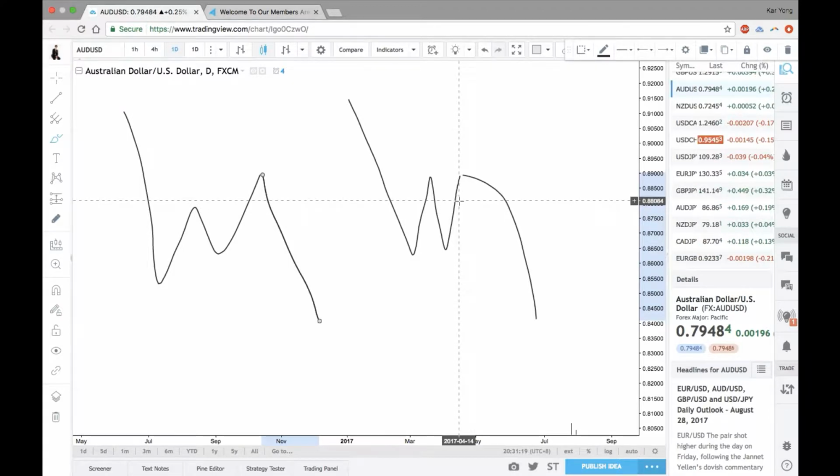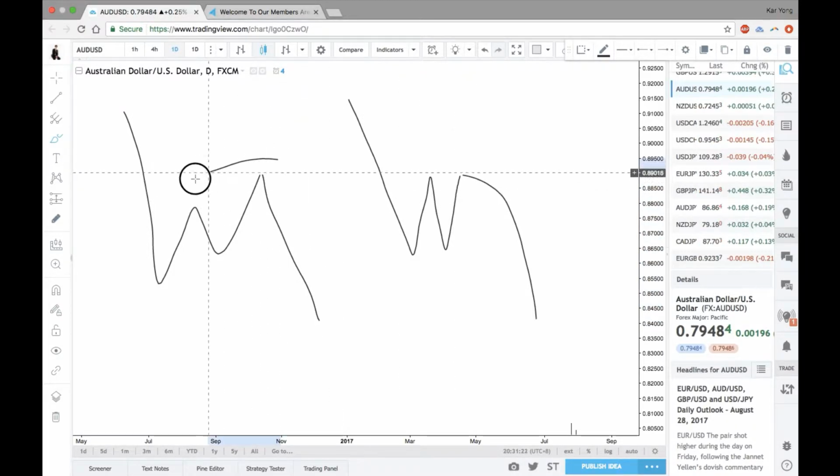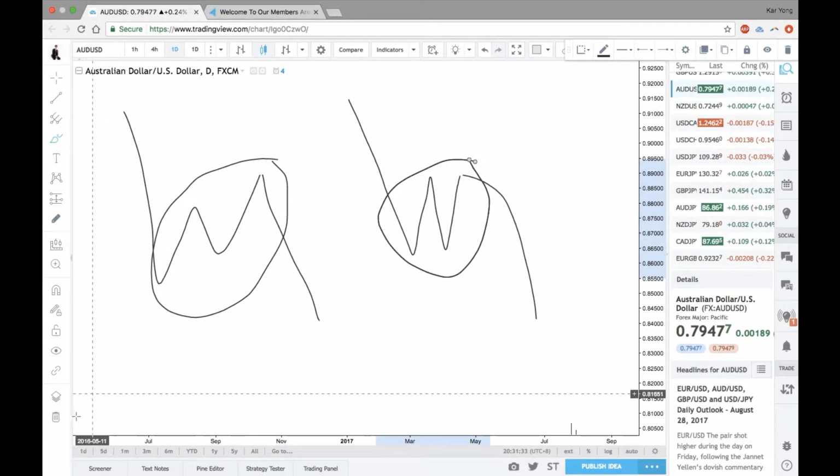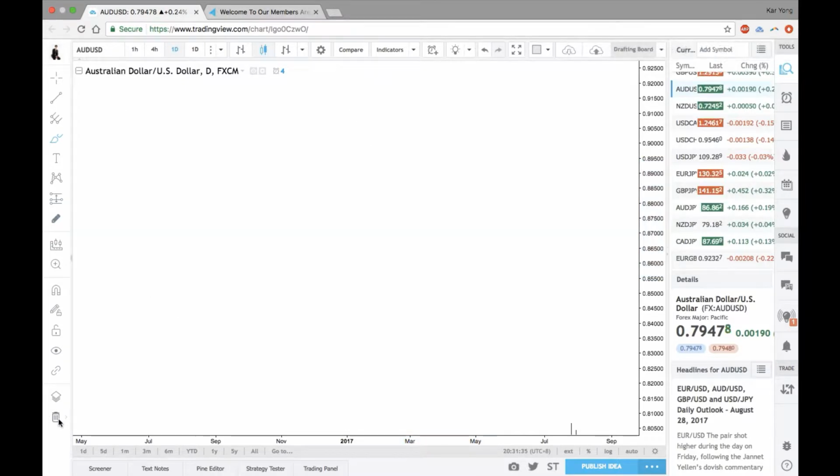Can you understand so far? This one here, I think all of you should be very clear, which is the ABC. How you measure ABC is the ratio 1:1 or 1:1.36. Today I'll talk about flat. Generally we have 3 types of flat.